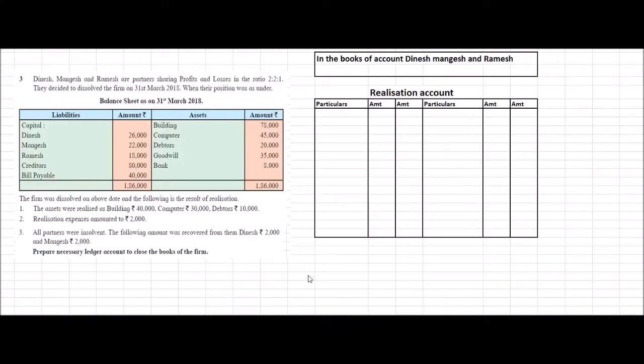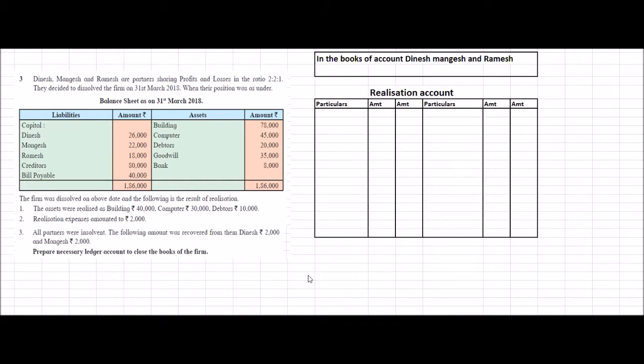Hi students, in this video I'm going to solve the third problem, from the insolvency of all partners. Insolvency of all partners means the partners are not able to pay their liabilities. So they are going into a loss and have decided to close the firm.